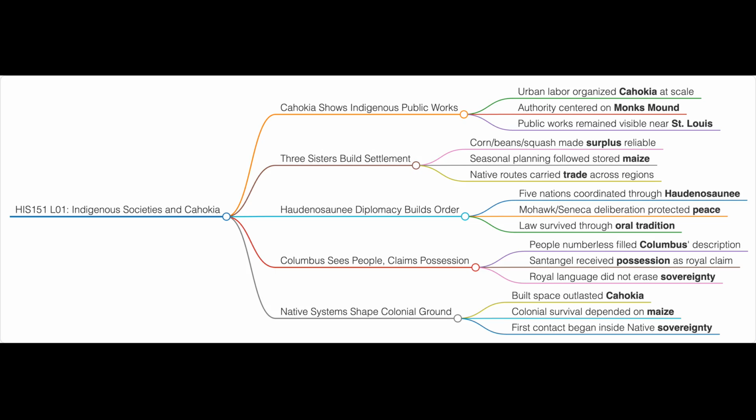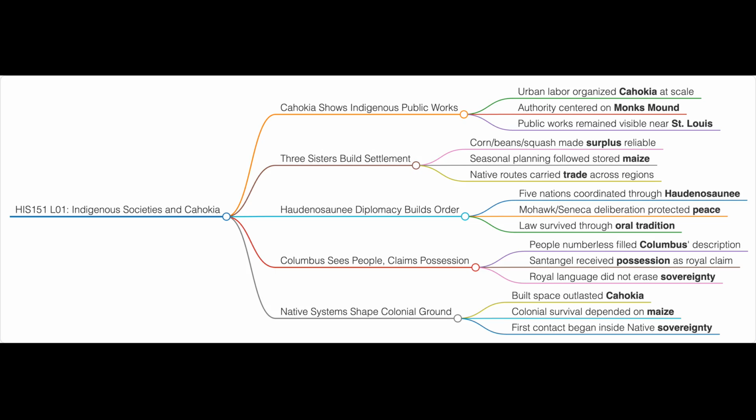Cahokia and the Haudenosaunee Confederacy show two different scales of native contribution. Cahokia makes labor and public works visible. The Confederacy makes diplomacy and political design visible. Three Sisters agriculture shows ecological intelligence. Trade networks show circulation across distance. Oral tradition shows law and history preserved outside print. Together, these examples make a factual claim that later American development cannot escape. Colonists inherited land, food systems, transportation knowledge, and political realities they did not create.